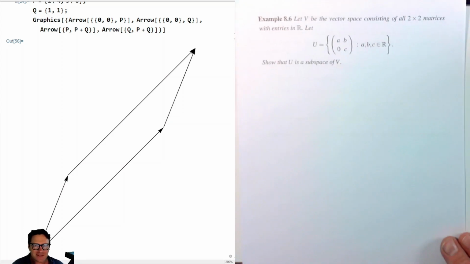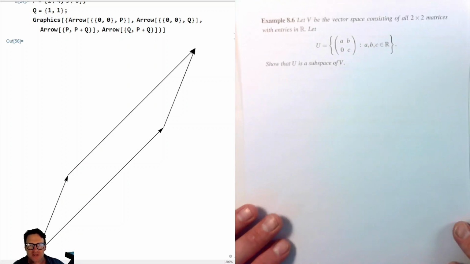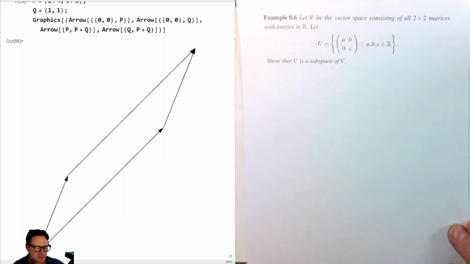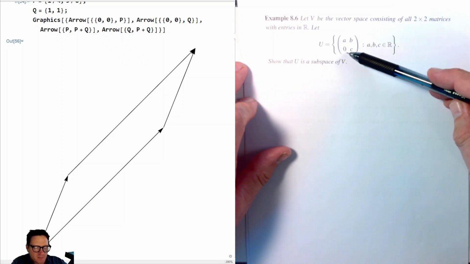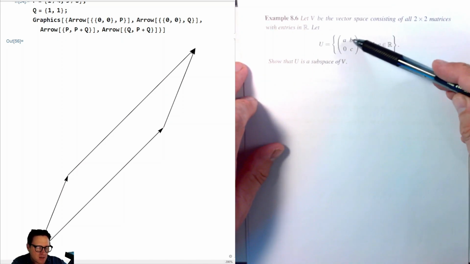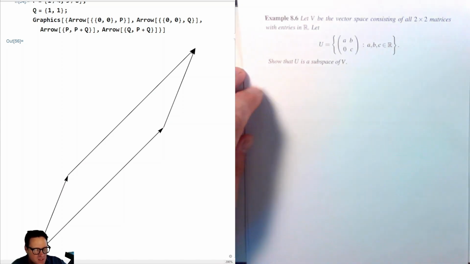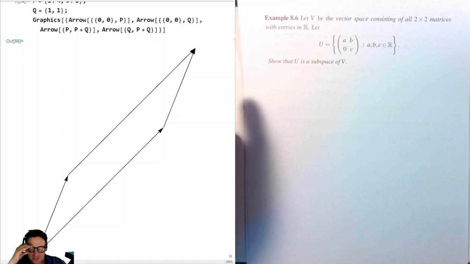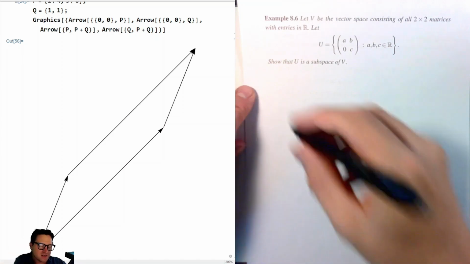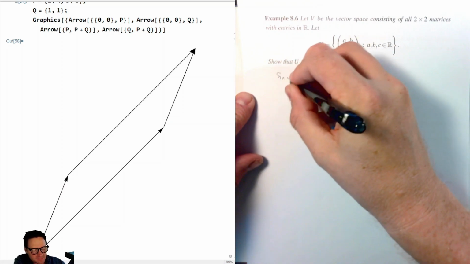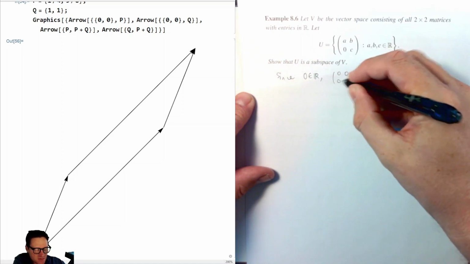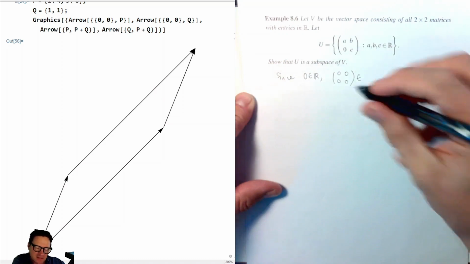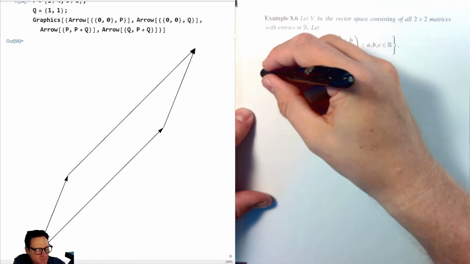Okay, example 8.6. Let V be the vector space consisting of all 2 by 2 matrices with entries in the set of real numbers. And let uppercase U be the set of all such matrices where the bottom left entry is 0 and the other entries are real numbers. Show that U is a subspace of V. So we need to check this according to theorem 20. So first we'll note, since 0 is a real number, the matrix 0, 0, 0, 0 is an element of the set U. All right, so this is the first one checked.